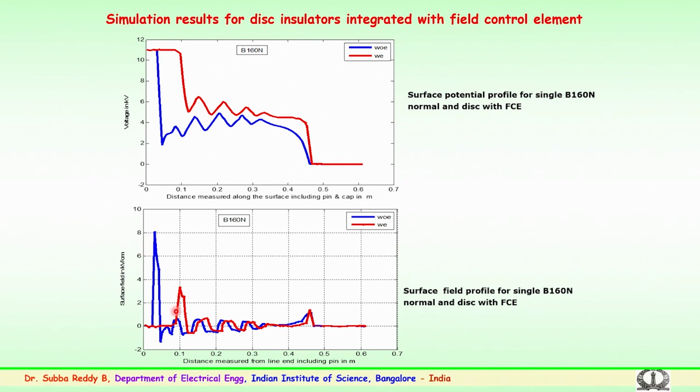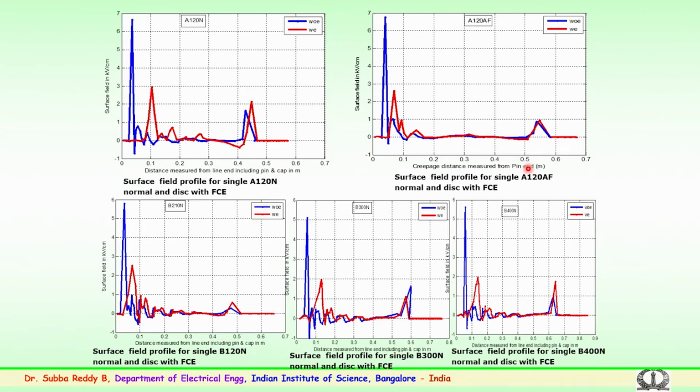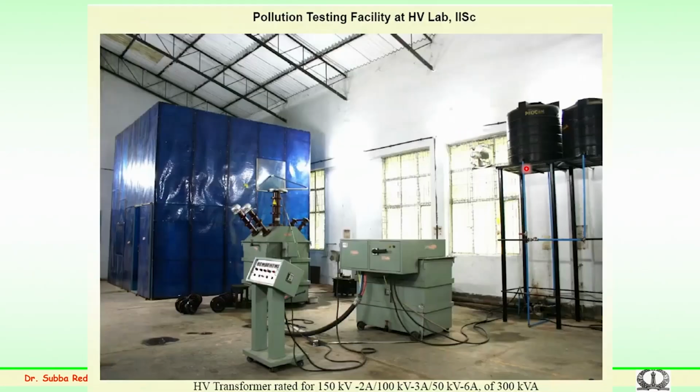With the introduction of field control electrodes, the stress comes down to 2 to 2.5. This very clearly demonstrates that once the field reduces near the pin junction, the inception of scintillations gets reduced. Ultimately the insulator will never have more stress, and the flashover which is happening will also get completely reduced. So, we have tried to carry out this for various types of discs which are being employed in the country, and tried to simulate the field control elements and use them practically for all the types of insulators.